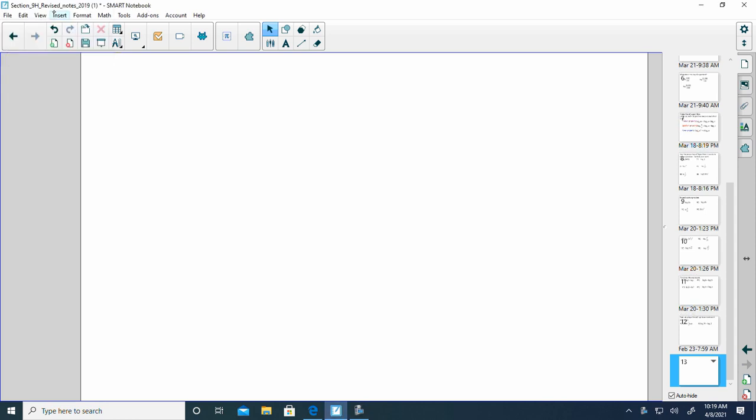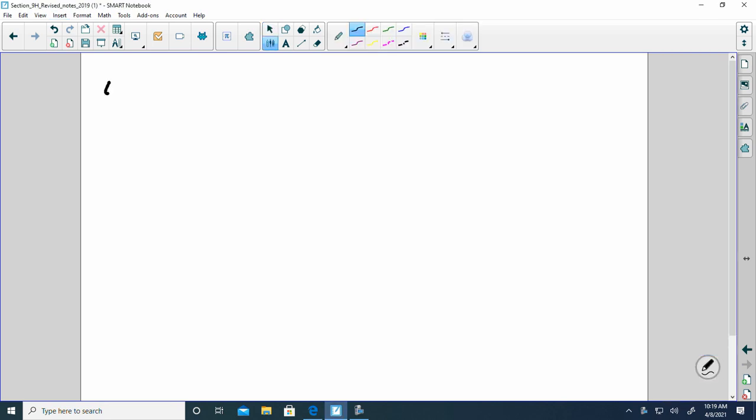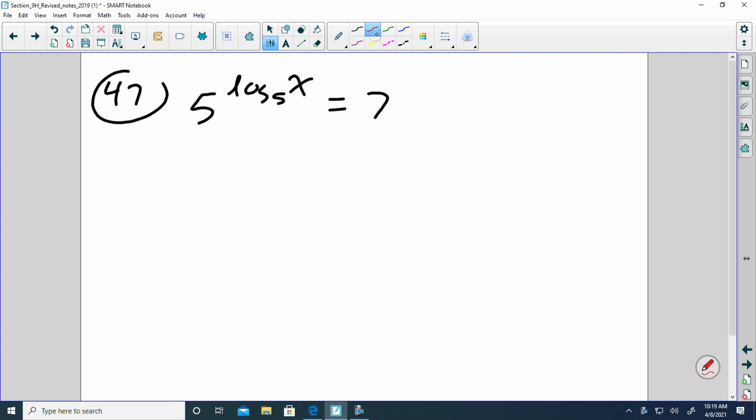All right, number 47. Is that the right one? Okay. Because this is log base 5 and this is a 5, that means they kind of undo each other. X falls down. Done.